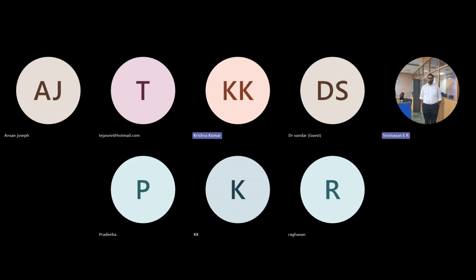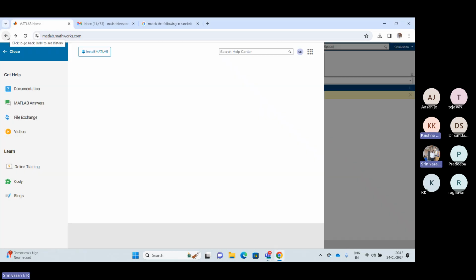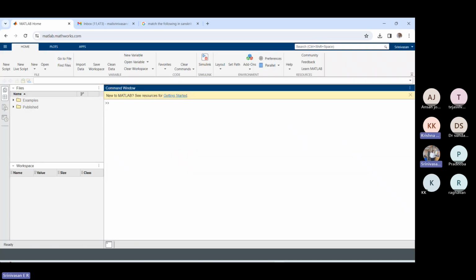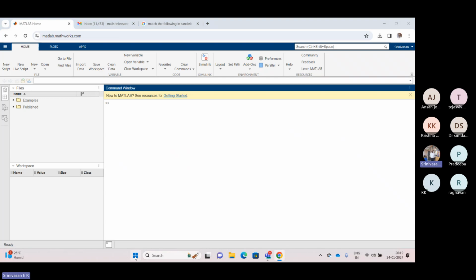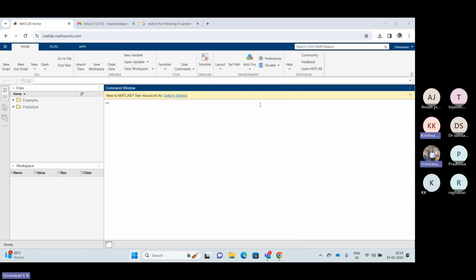So what I'll do is I'll just share my screen. Like I told, for those of you who have not downloaded MATLAB, you can go to the MathWorks website, sign in, and then you have got MATLAB Online. So you can go and use that also. I have opened MATLAB Online and we have got this. Alternatively, if you have installed MATLAB, then you can directly start working on that.